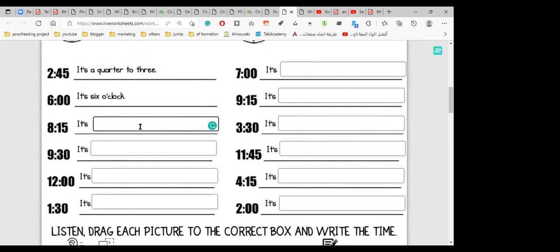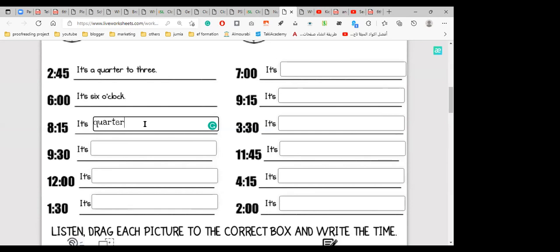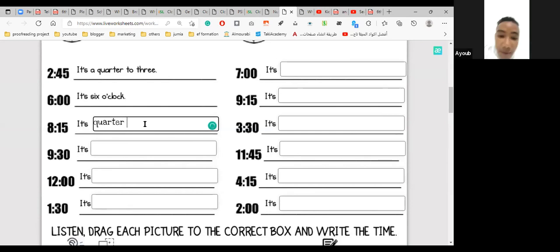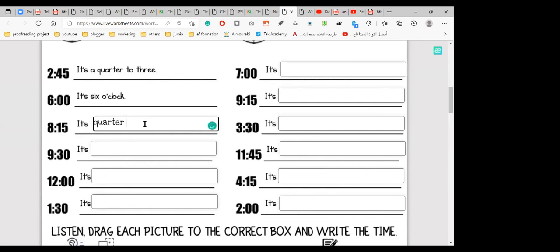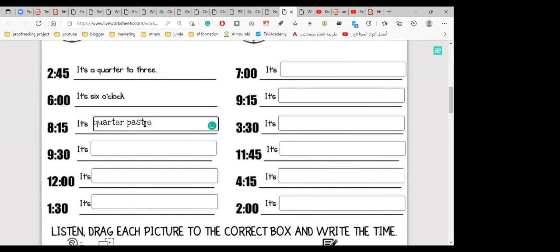It's 8:15. Is it half or quarter? Quarter. Quarter past. Okay, after that, is it past or to? Past. And the hour? Eight. Quarter past eight. It's past, not to. It's quarter past eight. Okay? Okay.